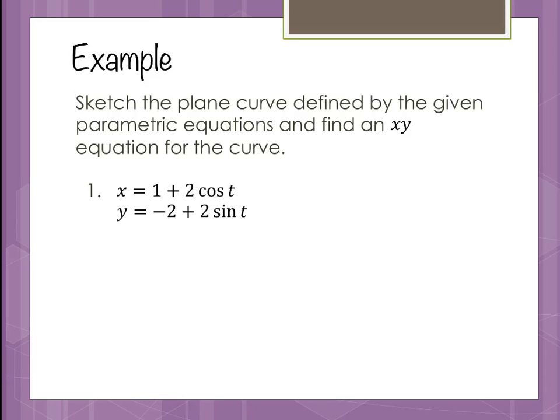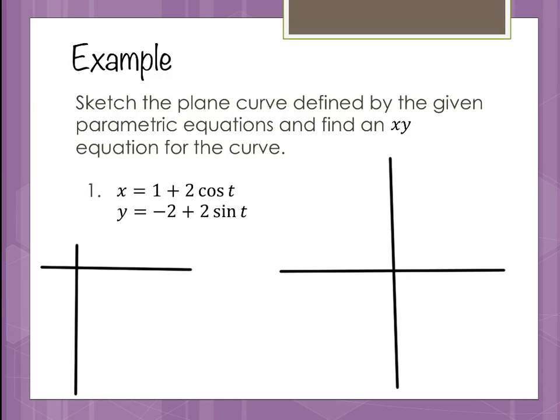So just to get started here, we're going to sketch a plane curve. It's defined by the given parametric equations, so we're always going to be working with two equations: x in terms of t and y in terms of t. And we're going to draw this on an xy plane. One thing you might automatically recognize is there's no t-axis, right? I don't have anything called t on my graph, but I'm going to draw an xy plane. And what we're going to do is make a table of values.